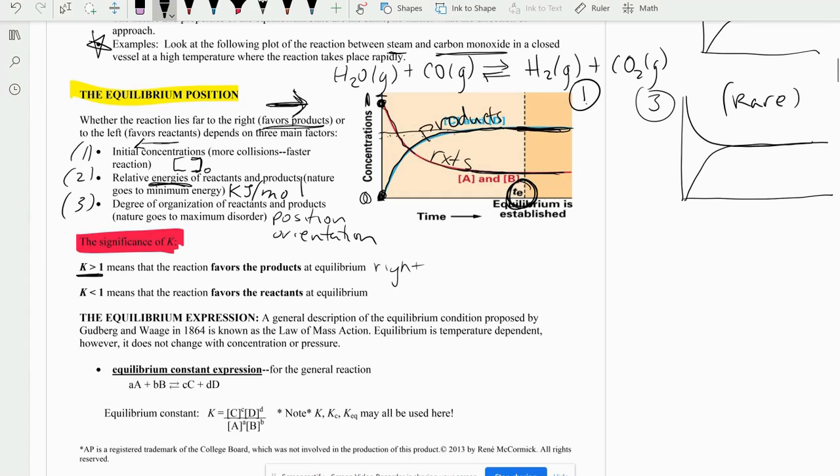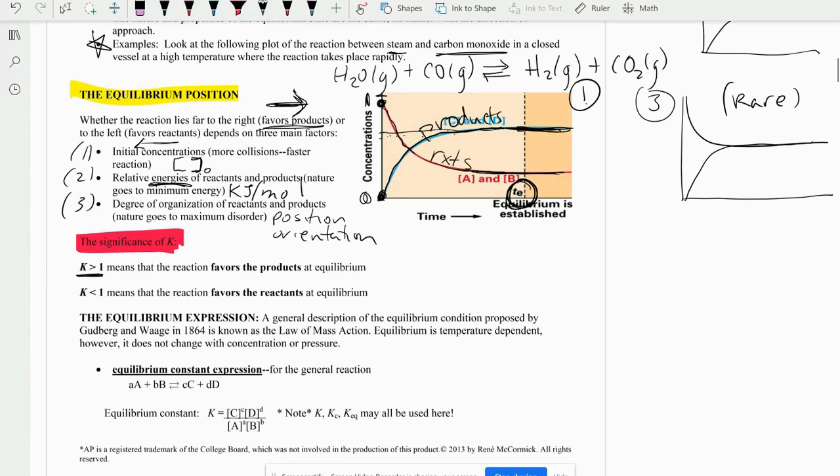And if K is less than 1, so a really small number, then whatever reaction you're talking about, the reactants are going to be favored, and therefore our reaction will lie to the left. Okay, does that make sense? Hopefully you can start seeing the language being used and are comfortable when you hear it.